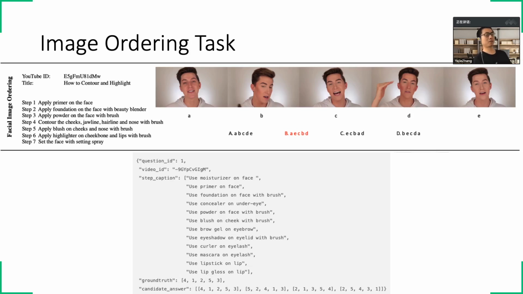The second picture shows one sample in JSON format, and there are the question, the video, the step caption, the ground truth, and the candidate answers. The ground truth is used for evaluating the validation accuracy. For this task, the test set and the candidates are provided as images, but for the training set we need to extract the images from the YouMakeup dataset by ourselves.